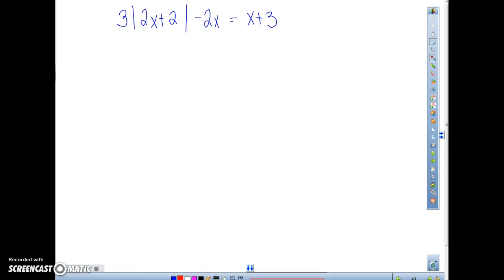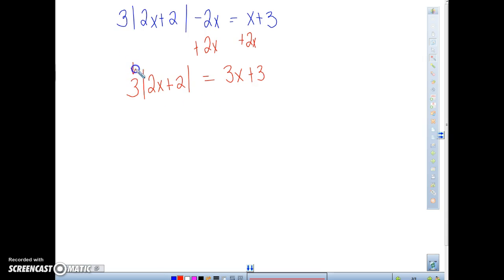Okay, so hopefully you've just pushed play because you worked the problem out. And we're going to be solving this problem. The very first thing that I want you to do is get that negative 2x to the other side. So we'll add 2x. So you have 3 times the absolute value of 2x plus 2 is equal to 3x plus 3.